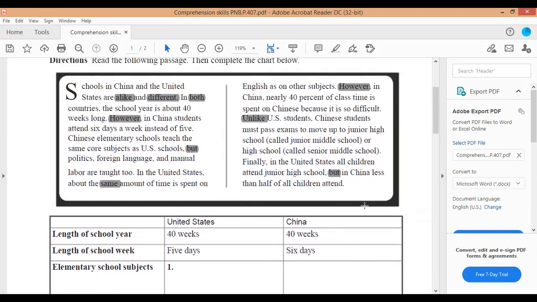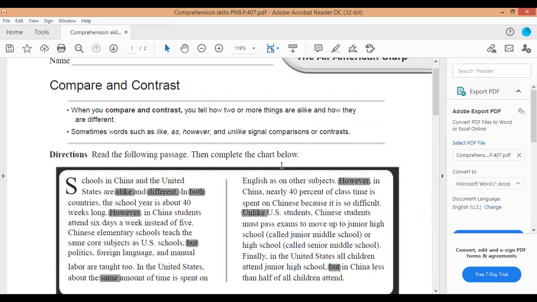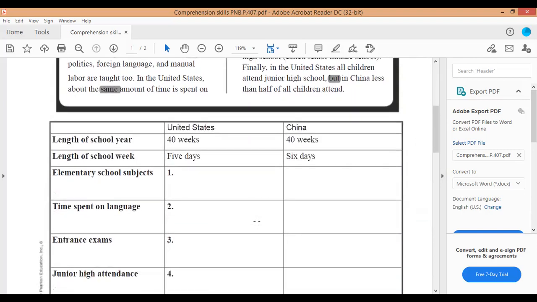After we highlight the words that indicate similarity, you have about 2 minutes to read the text again to be able to complete this chart. At first, the first point I ask about here, length of school year, is the same, 40 weeks. Length of school week for the United States, 5 days, but for China is 6 days. Yes.